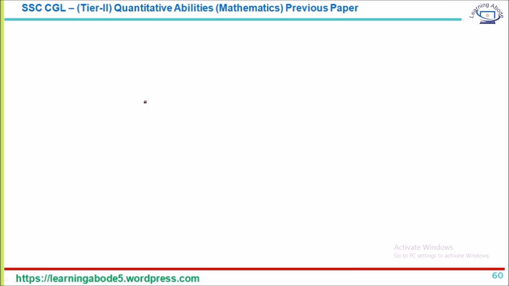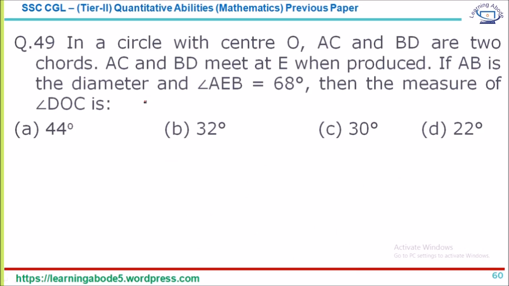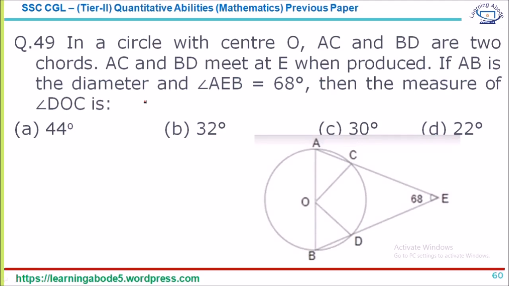Now question number 49. In a circle with center O, AC and BD are two chords. AC and BD meet at E when produced, and if AB is the diameter and angle AEB is 68 degrees, then the measure of angle DOC is what we have to find. Okay, right. So let us have this as the diagram.